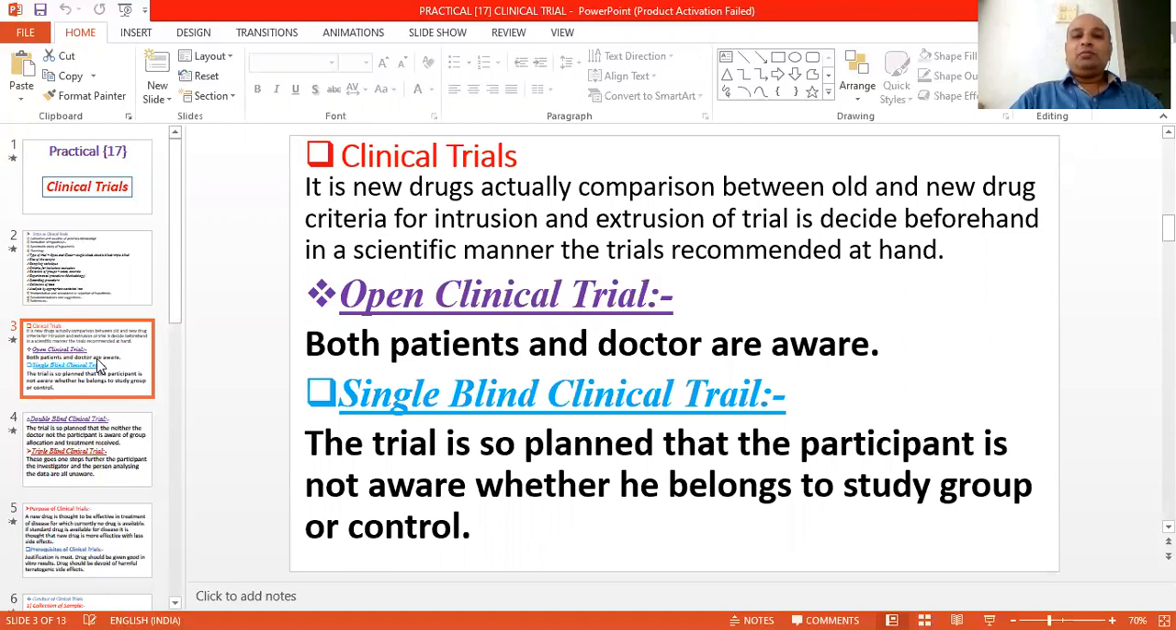Open clinical trial: both patient and doctor are aware. Single blind clinical trial: the trial is so planned that the participant is not aware whether he belongs to the study group or control.